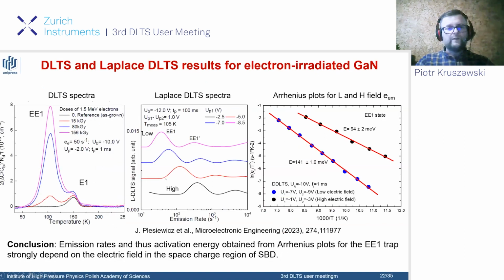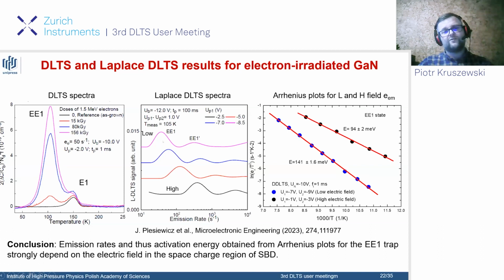Okay, now I just wanted to show you some results on a sample which was irradiated with electrons with 1.5 mega electron volts. This is again the same gallium nitride, and you see that we have 3 different doses of the irradiation, and the new peak appears at around 100 Kelvin. This is a new peak which we call EE1, and again we applied our double Laplace DLTS technique to see how this changes the emission rates.